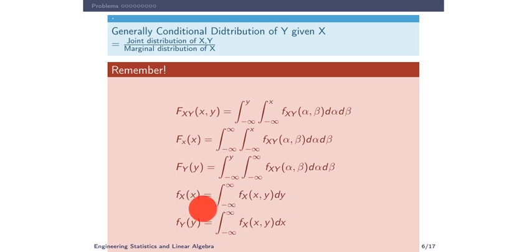Whereas small f x of x and small f y of y, the marginal density functions, are obtained by taking the entire joint function and integrating from minus infinity to infinity. When you are taking x, you have to integrate over y. When you are taking y, you have to integrate over x. So this type of problems we have done.